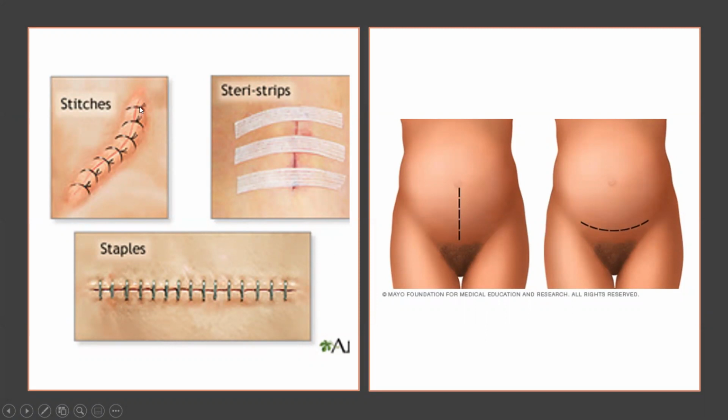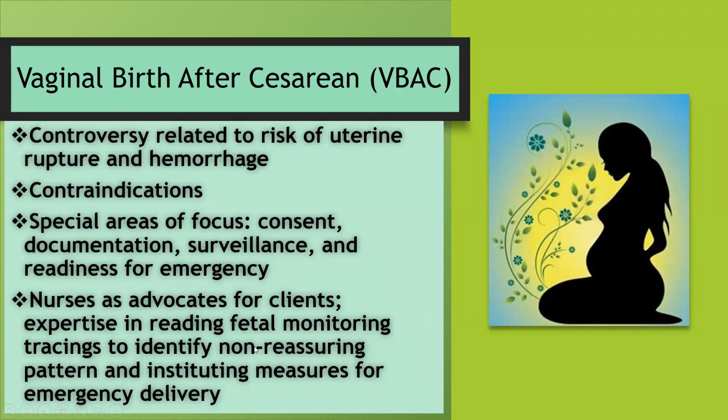The type of closure is going to depend on your provider. So that is something that a mom needs to have that conversation with the provider about, what type of closure she expects to have. And then there's vaginal birth after cesarean. All of the major groups, ACOG, AWHONN, ACNM, have come out and said vaginal birth after cesarean is appropriate and is a safe option. And there's a lot of controversy related to the risk of uterine rupture and hemorrhage. And so some physicians are not comfortable with it. Some hospitals have some very restrictive rules about it.